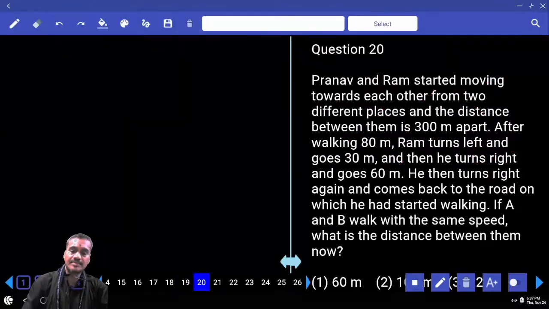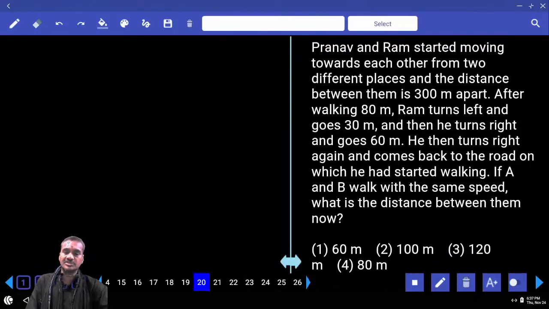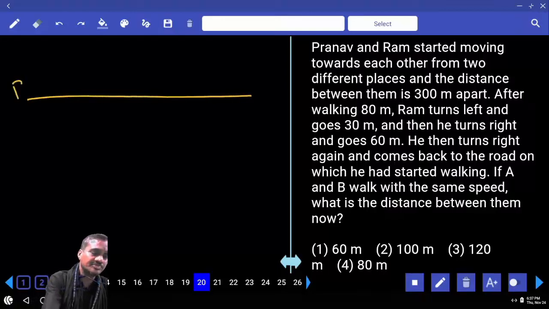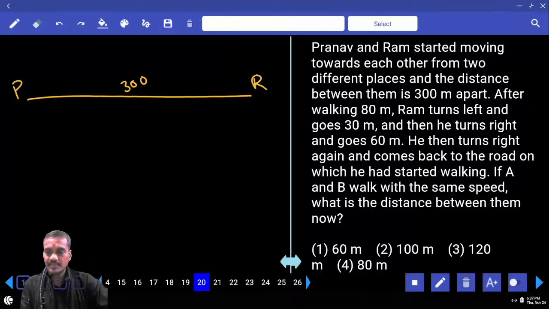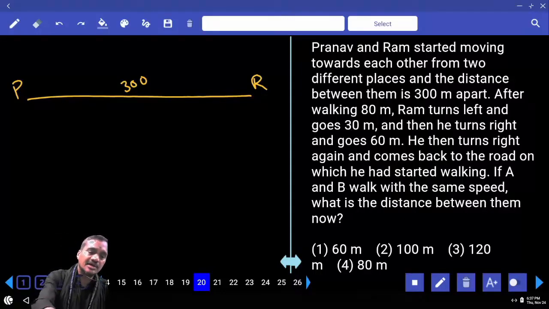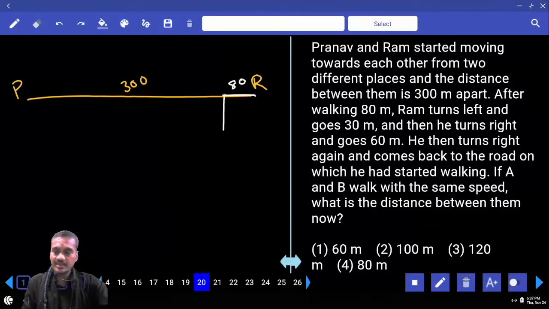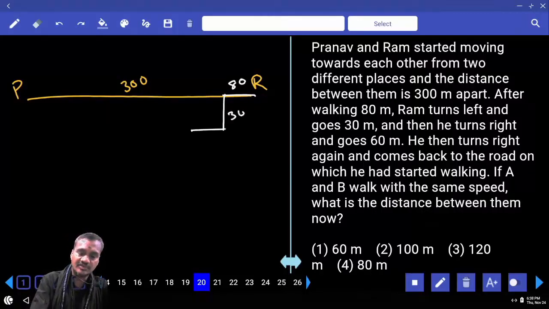The next one, 20th. Now Pranav and Ram started moving towards each other from two different places and the distance between them is 300 meters apart. Now let us take this is Pranav and this is Ram. Now the distance between these two is 300 meters. Then after walking 80 meters, Ram turns left and goes 30 meters, and then turns right and walks 60 meters. He then turns right again and comes back to the road on which he had started walking and reached this place. Now this is the position of this Ram.